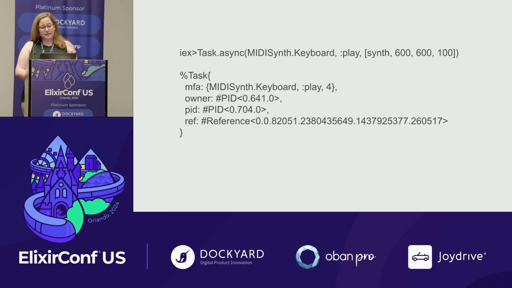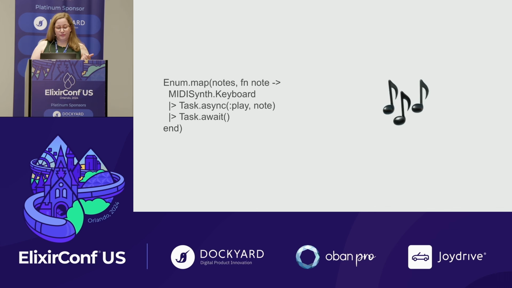Okay, so in practice, you can see task async. We're using the MFA here, so same thing, same note, and then we get that task struct back with the MFA, which is a tuple of the module, the function of play, and the number of arguments. The owner PID and the regular PID, or the task PID, is here, and then a ref. So let's iterate through and do a task await after each task async and see what that sounds like.